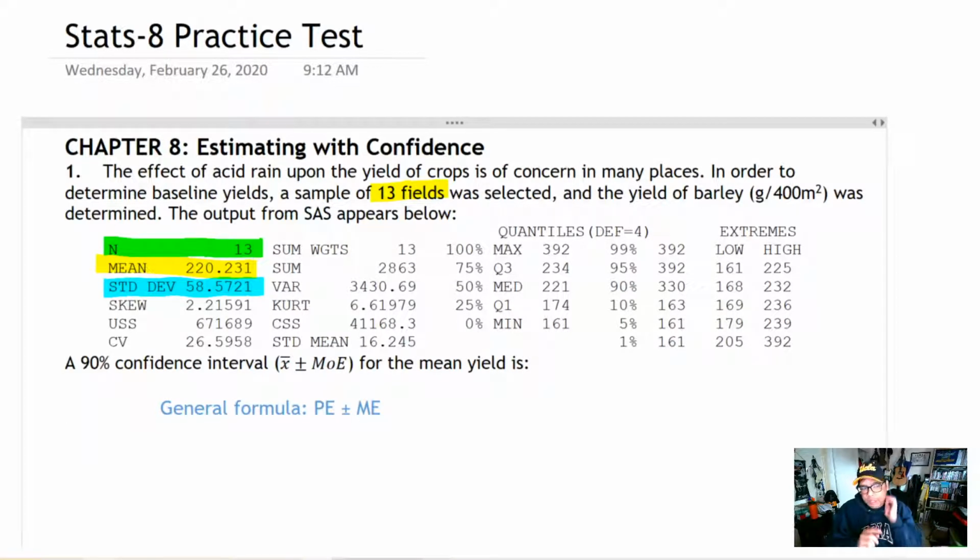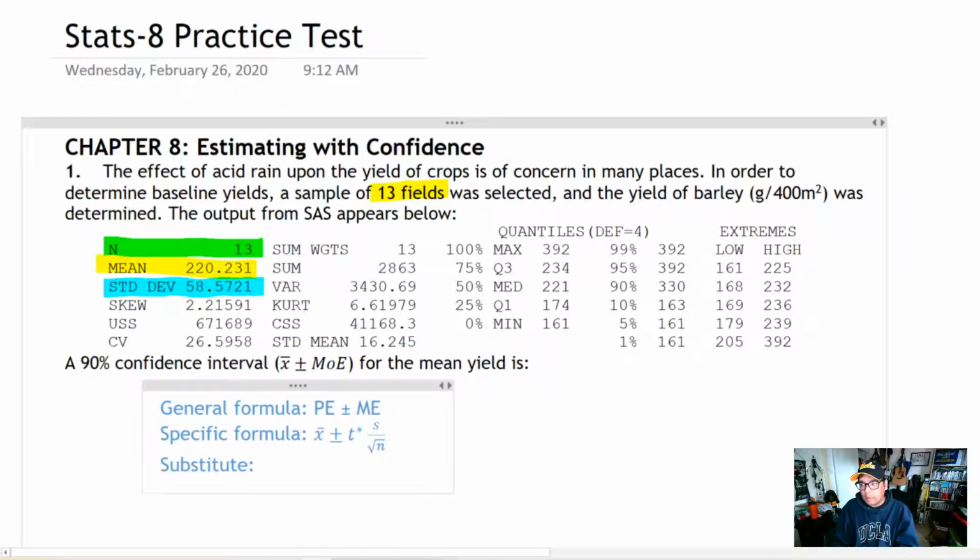The first thing is a general formula for any confidence interval. That's a point estimate plus a margin of error. The specific formula is x bar plus and minus t star s over square root n. Our next job is to substitute the values.